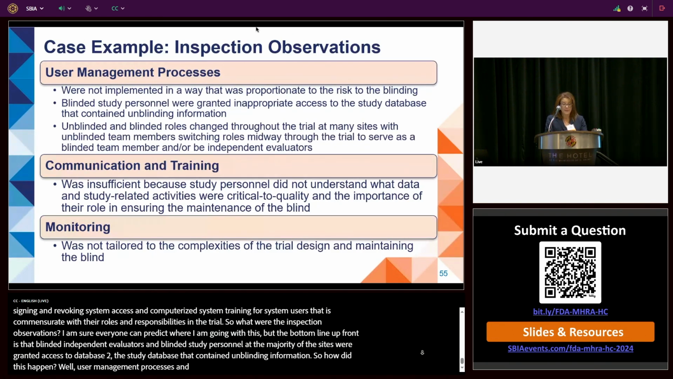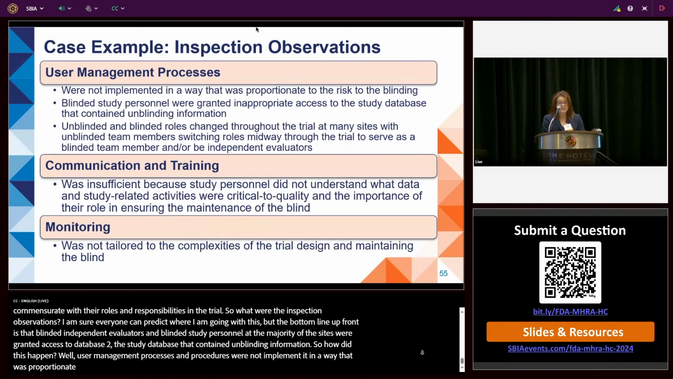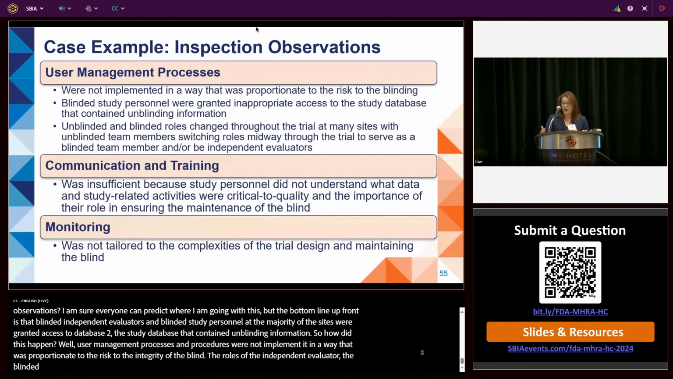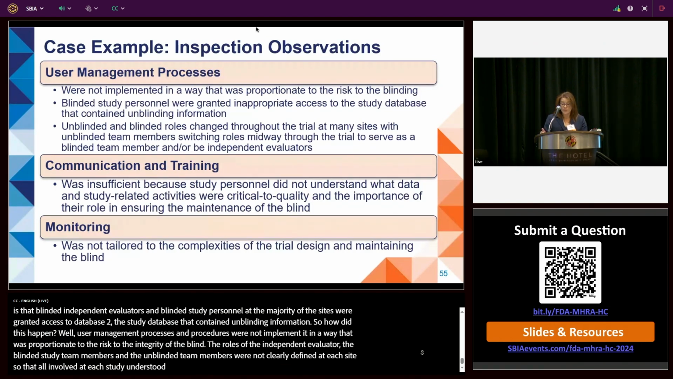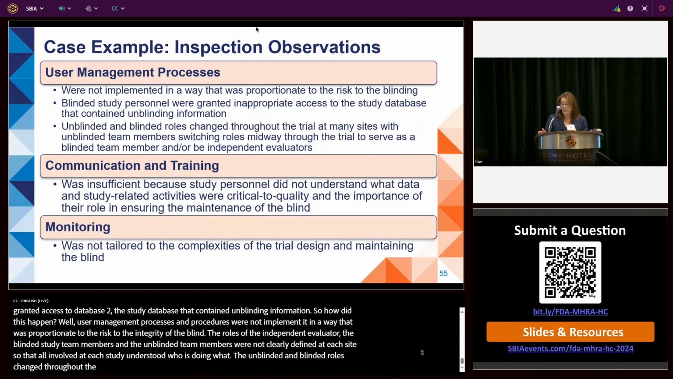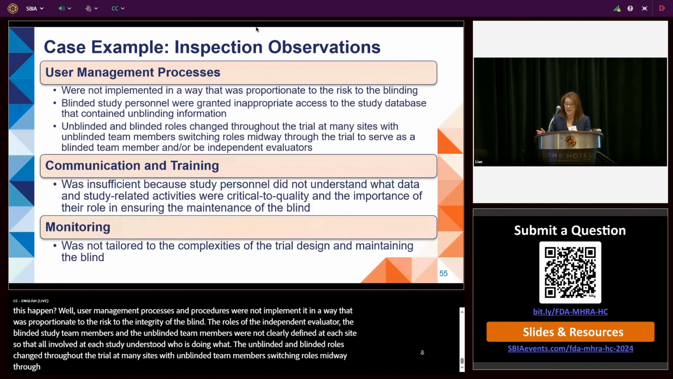The roles of the independent evaluator, the blinded study team members, and the unblinded team members were not clearly defined at each site so that all involved in this study understood who was doing what. The unblinded and blinded roles changed throughout the trial at many sites, with unblinded team members switching roles midway through the trial to serve as a blinded team member or to be an independent evaluator.